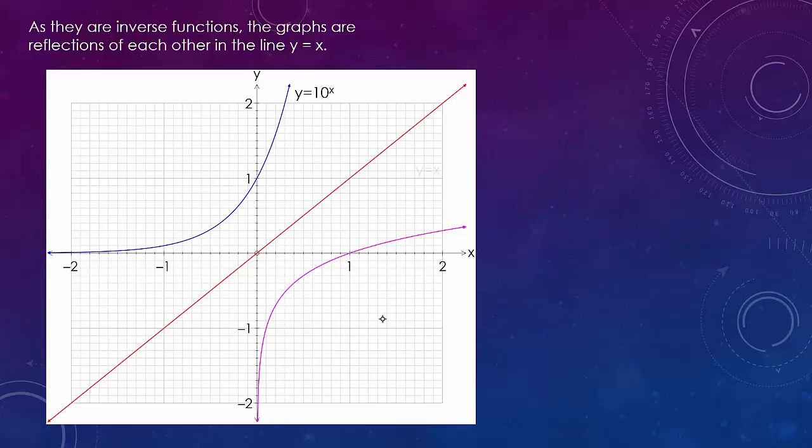First of all, we have the line y equals x. We know that functions and inverse functions are reflections of each other in the line y equals x. And this is y equals log to the base 10 of x, which we can see is the reflection of this one. So its asymptote is the negative y-axis, and it goes through the point 1, 0.